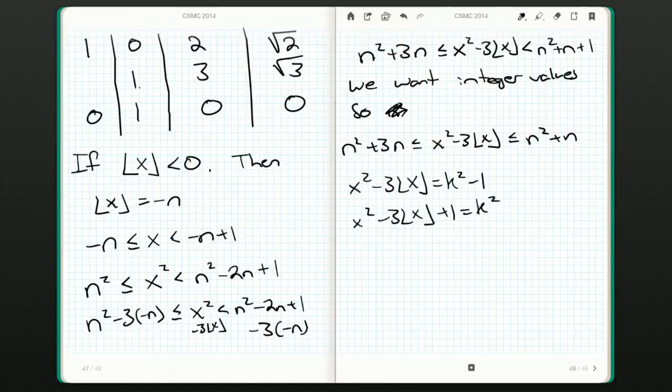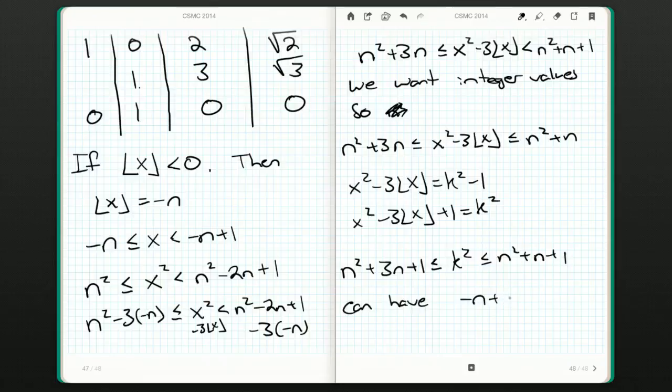So once again, we're going to try and search for squares in a particular range. But this time we have to be mindful that n is going to be positive, but we're going to have negative values of x is what we're searching for here. Okay. So the great big question then becomes, what can we possibly have? We can have negative n plus 1 in this range.